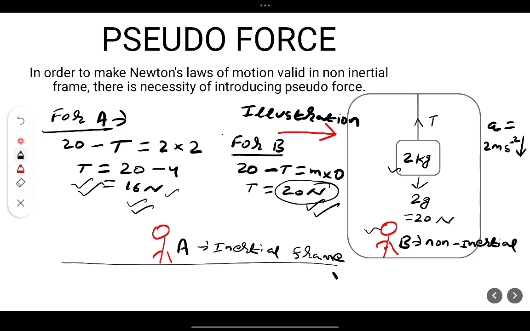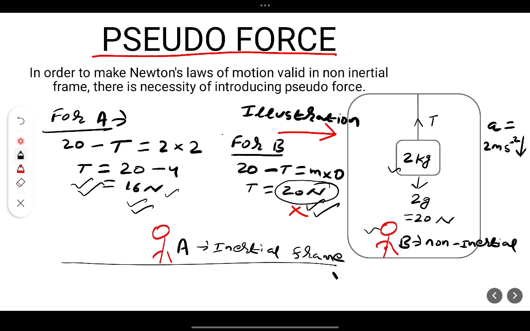So how do we correct this? We can correct it by the introduction of pseudo force. This acceleration is 2 meter per second square in the downward direction. Now the pseudo force will act on this block in the upward direction. That pseudo force is equal to the mass of this block times the acceleration of this frame.